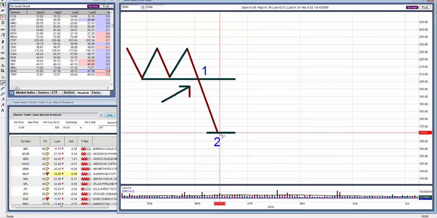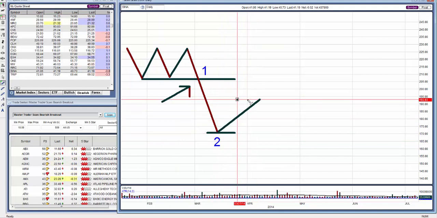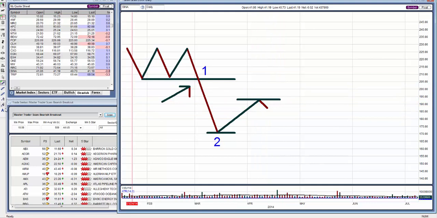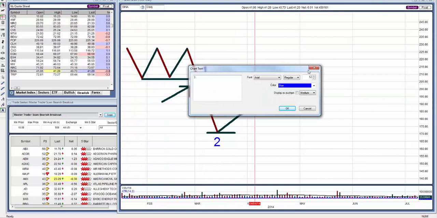And then pattern number three comes back into resistance right here, starts to slow down, confirm going back down. That is called the bearish retracement, and that is pattern number three. So let's put that as pattern number three.